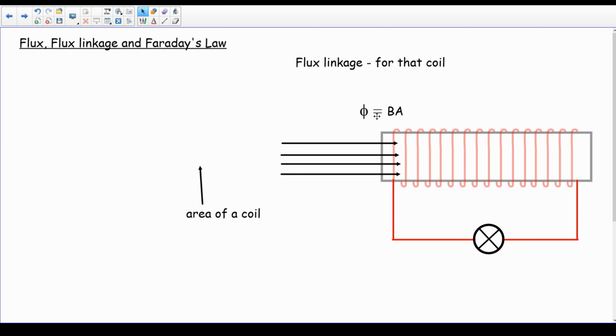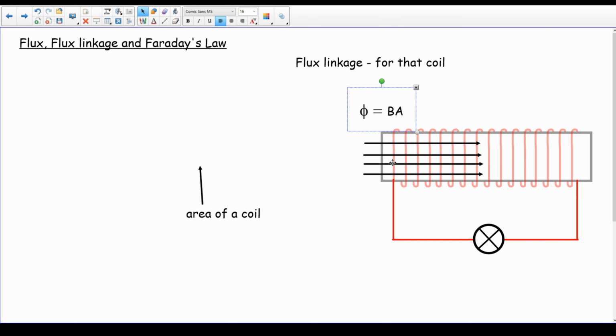That would give me my total flux. But I don't want my total flux. I want the total flux that's traveling through all of the coils. So what I'd have to do is count up how many coils are being affected by this flux, and because we've got a nice consistent field, because B is a constant here, we can just simply multiply that by N.